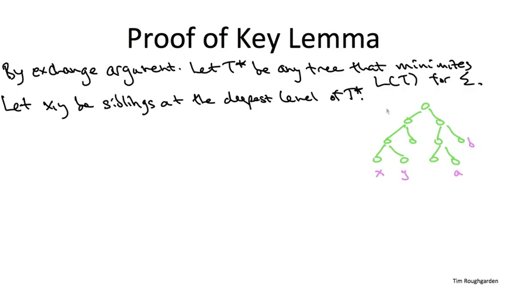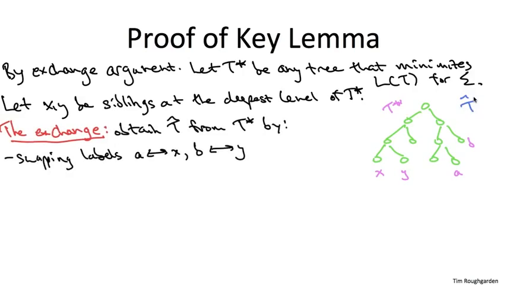So A and B have to be somewhere in this tree. Let me just pick a couple of the leaves to be examples for where A and B might actually be in T star. And so now we're going to execute the exchange. We're going to obtain a new tree T hat from T star merely by swapping the labels of the leaves X and A, and similarly swapping the labels of the leaves Y and B.